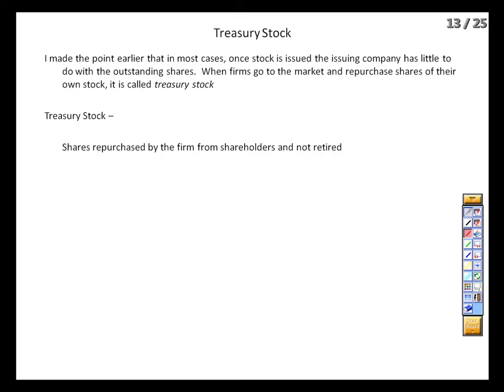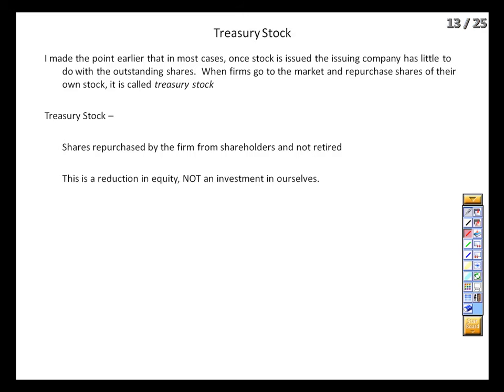So the shares continue to exist, they just aren't being held by the investing public. Now, it's important to understand something about treasury stock. We're going to end up debiting it when we make the purchase. We'll be debiting treasury stock and crediting cash, just like when we bought shares in Bobco way back when. This debit is not an investment in ourselves, it's a reduction in equity.